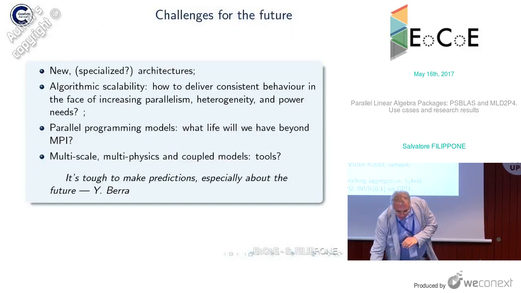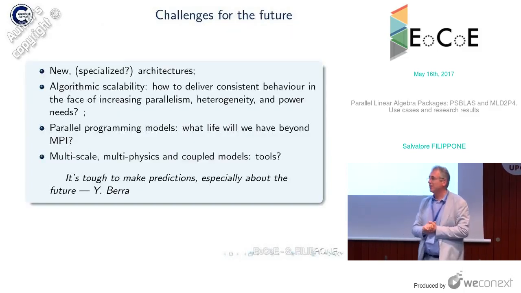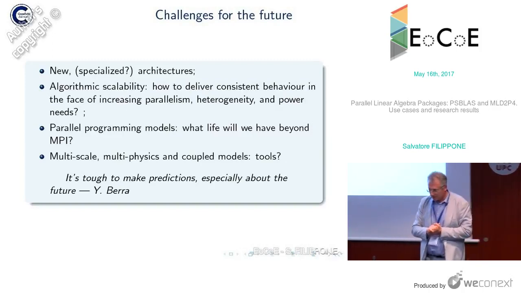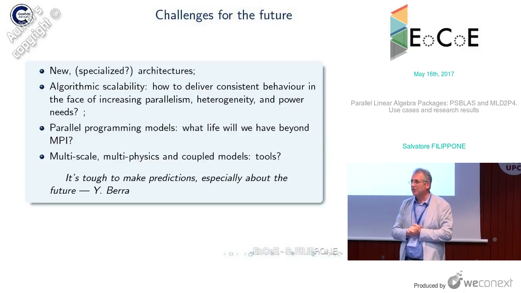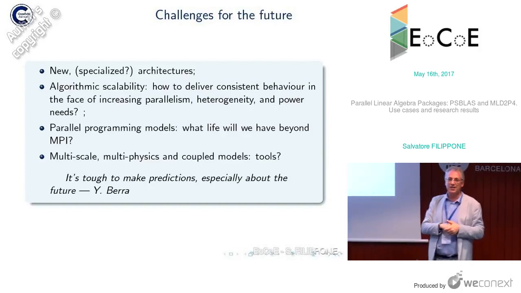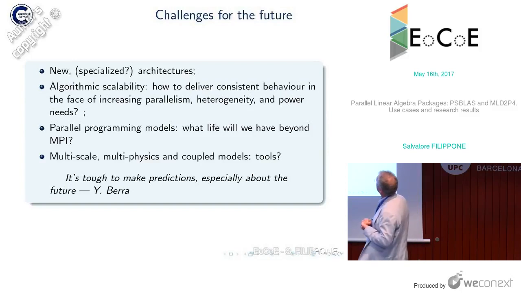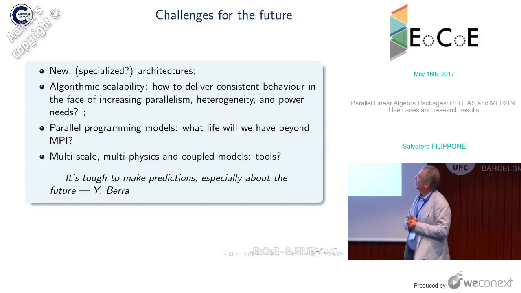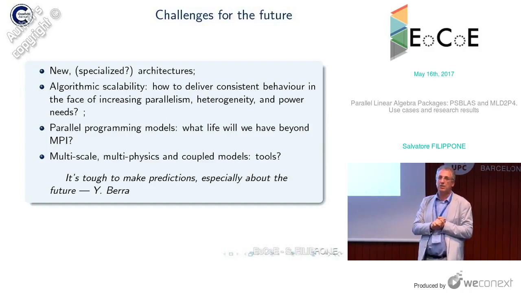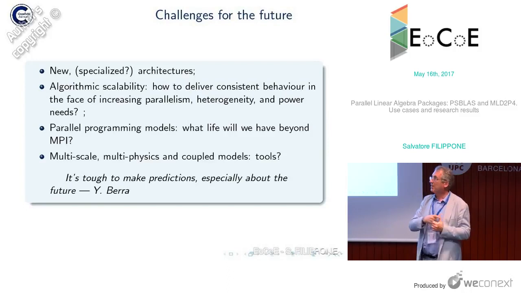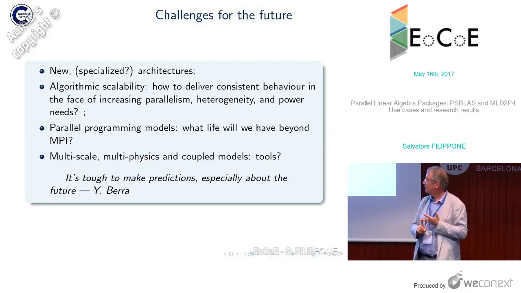Okay, so I think I'm within time, and I'm sure that Bo will agree with me that there is no sign that we are going to be out of work anytime soon, given the challenges we have. We have new specialized architectures to look at. Everybody these days is wondering what, if any, the long-term effect of Knights Landing will be on our algorithms. We have algorithmic scalability issues, how we deliver consistent behavior for iterative solvers in the face of parallelism, heterogeneity, and power management. That's a big question mark.